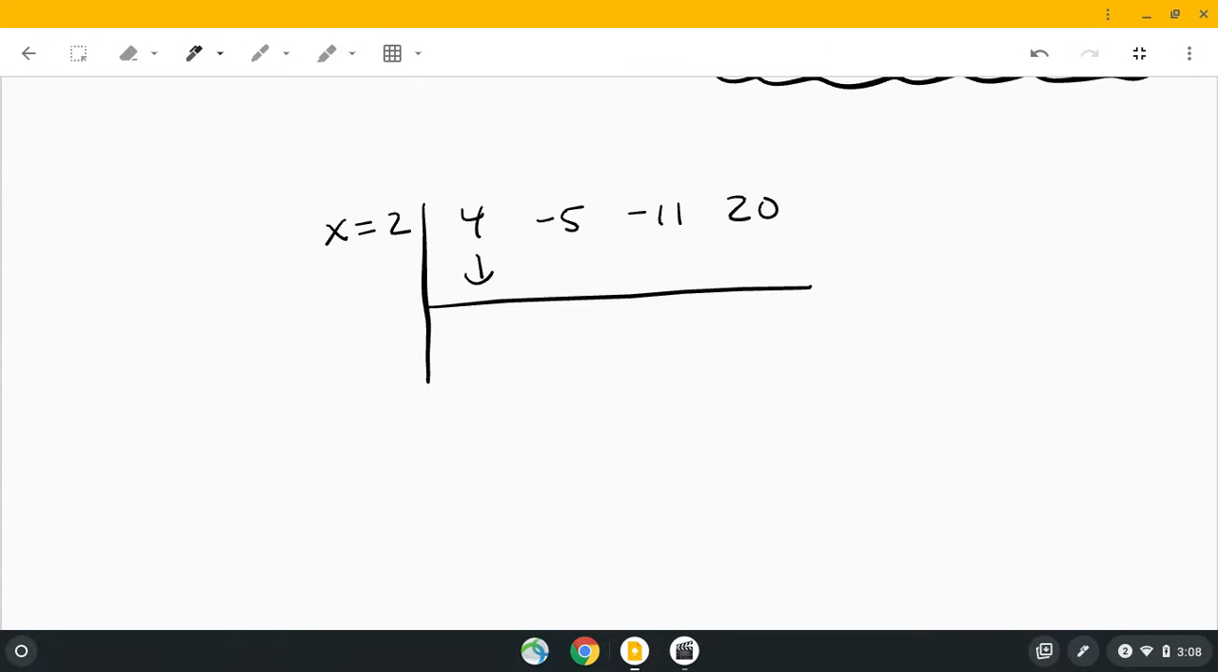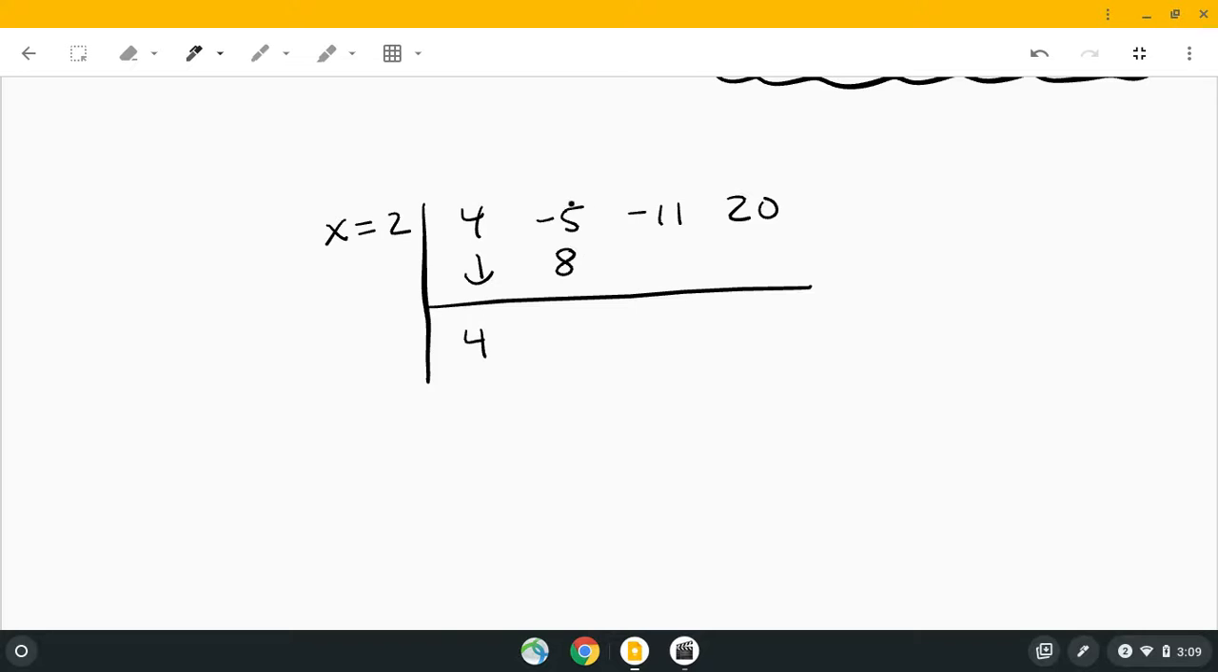The process is always the same. You always start with bringing down this coefficient here, whatever it is. Then whatever you have written down here, you multiply it with this outside number. So 4 times 2, and you write the answer underneath the next coefficient. So that's how we start. Always bring down this first coefficient, multiply it by the outside number, and put the answer in the next column.